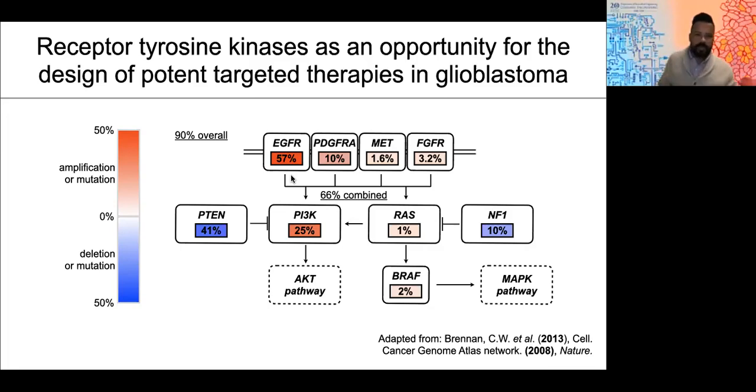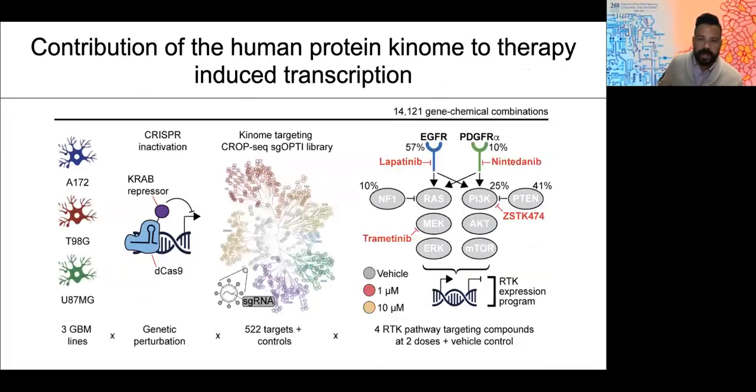So what we decided to do is identify the regulators of those transcriptional responses, and specifically the contribution of the entire human protein kinome to therapy-induced transcription. So in this particular screen, we took 3 glioblastoma cell lines, each expressing a system for CRISPR-mediated inactivation, again, that dCas9-KRAB, and we transduced each one of those cells with a guide RNA library targeting the entire kinome.